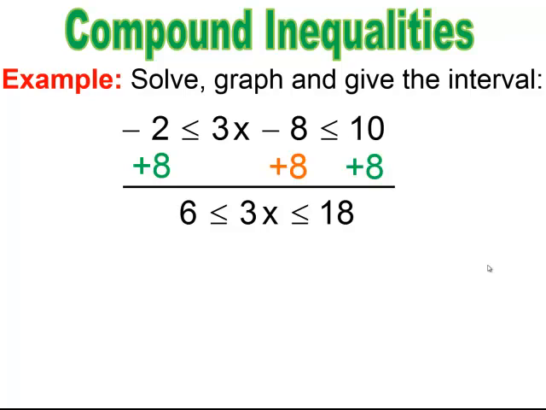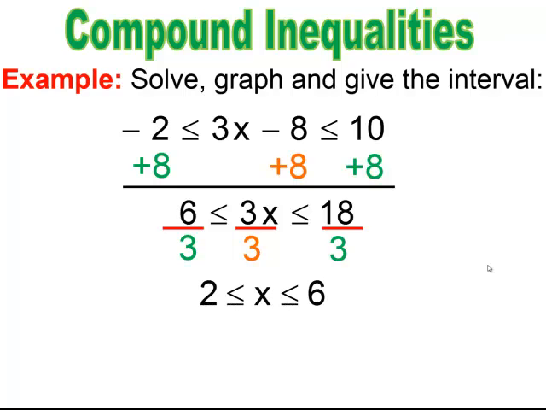I have a number attached to it other than 1. Therefore, I have to get rid of it by doing the inverse operation. When a number is attached to the variable, the inverse would be division. So in this case, I'm going to have to divide by 3, and I have to divide everything by 3, both ends by 3, to get my solution.